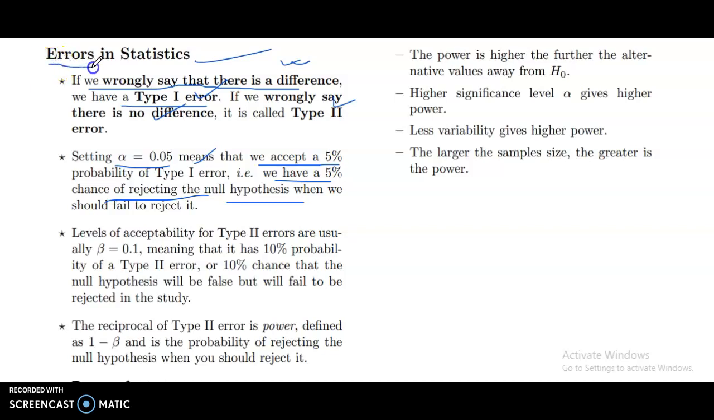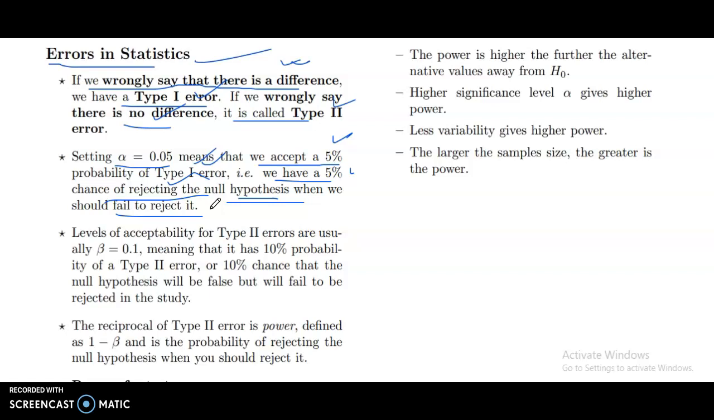Already we have seen errors in statistics. If we wrongly say that there is a difference, we have a type 1 error. If you wrongly say there is no difference, it is called a type 2 error. Setting alpha equal to 0.05 means that we accept a 5% probability of type 1 error. That is, we have a 5% chance of rejecting a null hypothesis when we should fail to reject it.